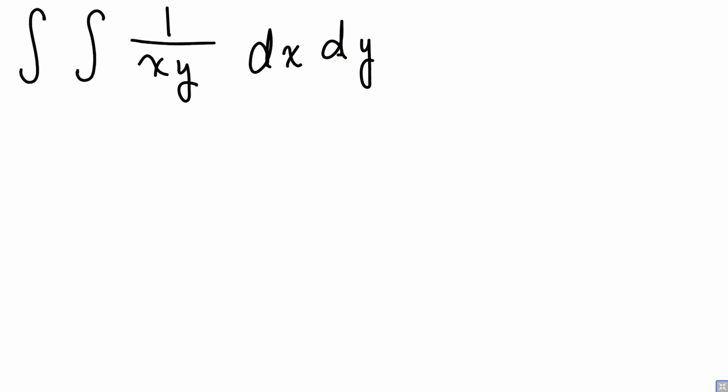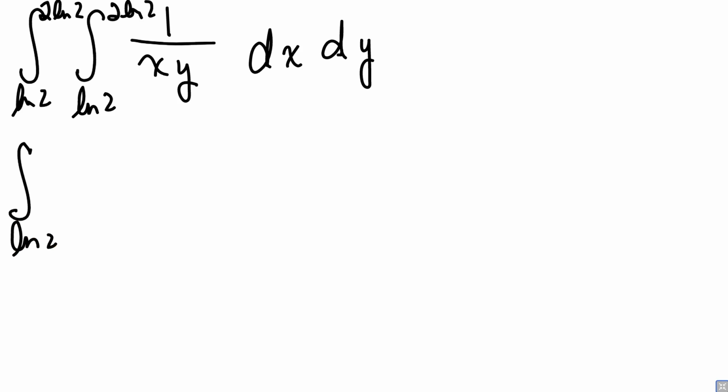Okay, so if we do that, we're going from natural log of 2 to 2 times the natural log of 2, and that was given to us already. So we're going to integrate the first time with respect to x. So we're going to have the integral from natural log of 2 to 2 times the natural log of 2. So if I take the antiderivative of this with respect to x, what will I get?